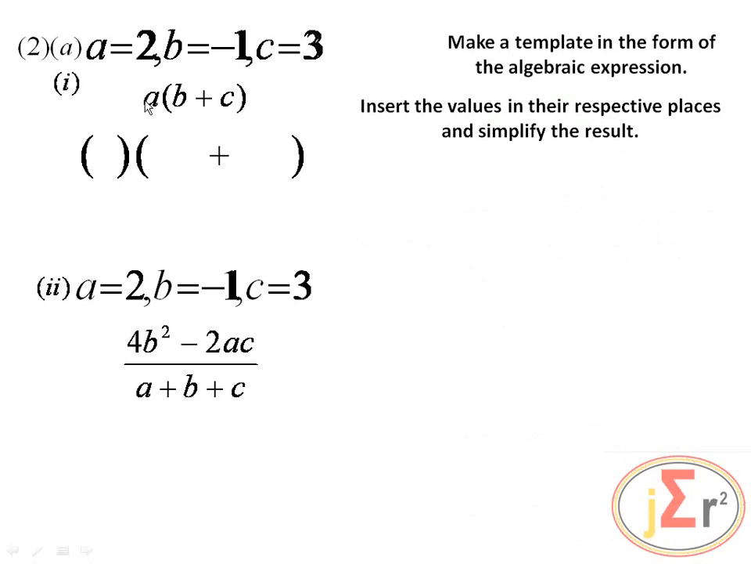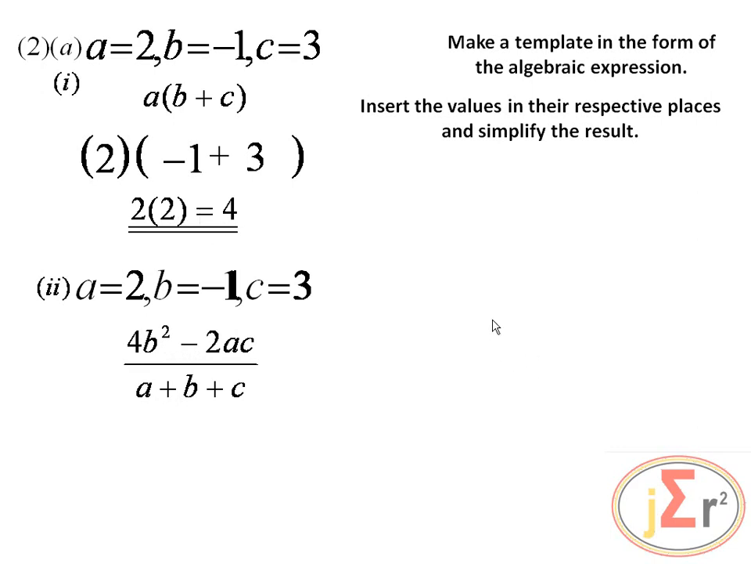So we will have what? We have a slot for A, a slot for B, an empty space for C. So we are going to put the value of A right there. The value of A is 2, the value of B is -1, and the value of C is 3. Then we will have -1 plus 3, and that is equal to 2. So we will have 2 times 2, and that is equal to 4.